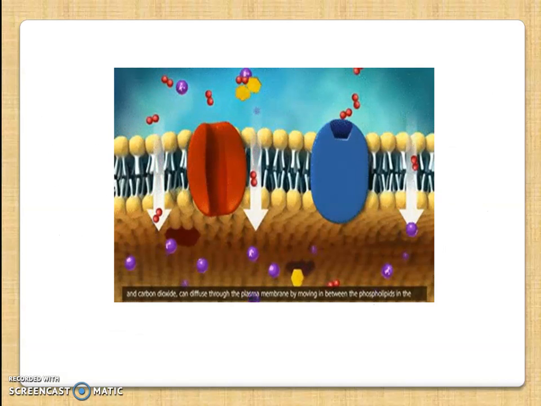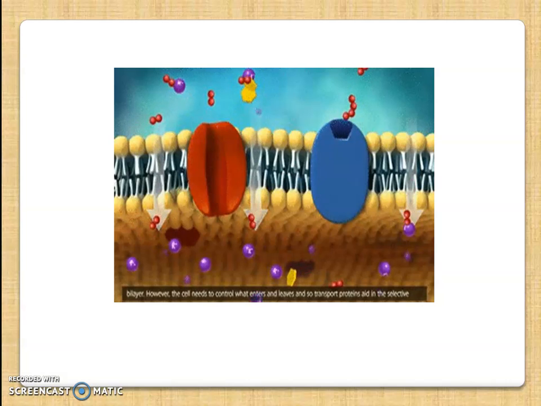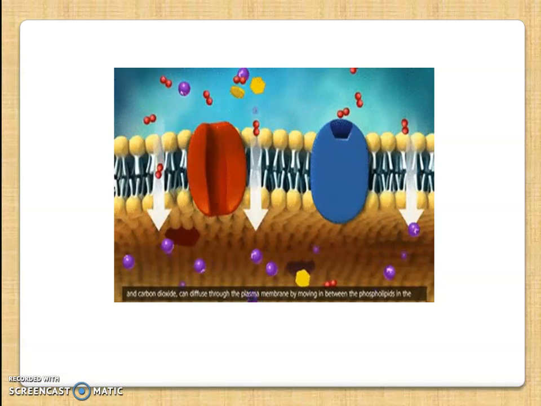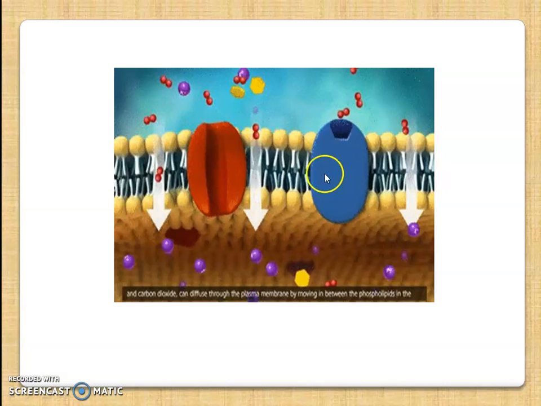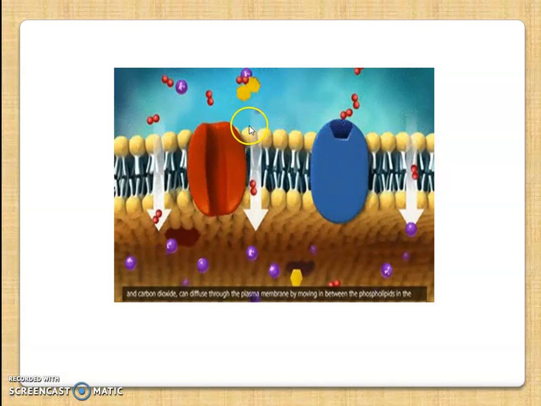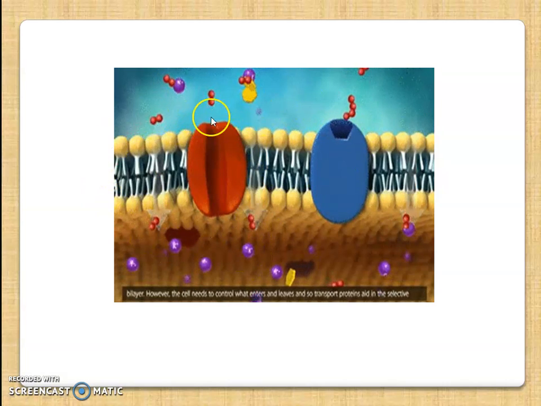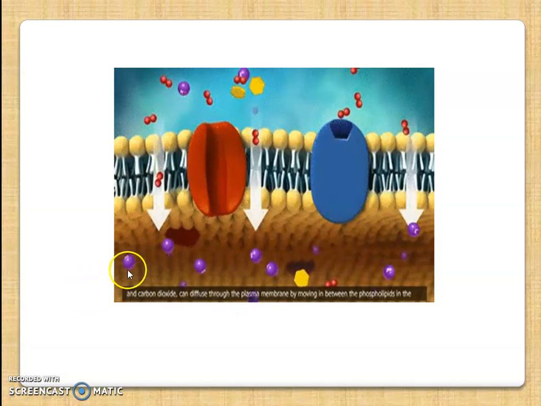So, this shows passive diffusion, or you can say passive absorption, that is, movement of drug molecules from the higher concentration towards the lower concentration without utilization of any energy.